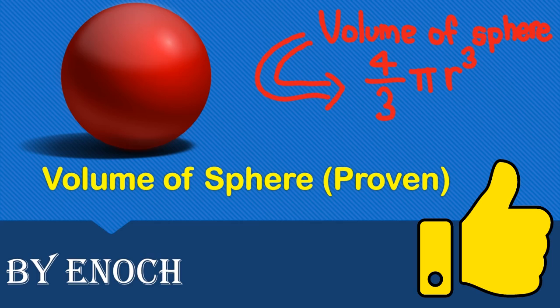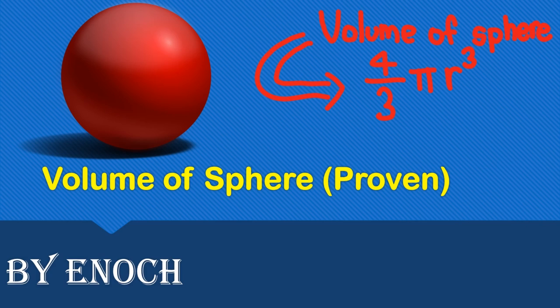So many teenagers know that the volume of a sphere is 4/3 pi r cubed, but very few know the reason why. Today I will prove to you that the volume of the sphere is 4/3 pi r cubed.